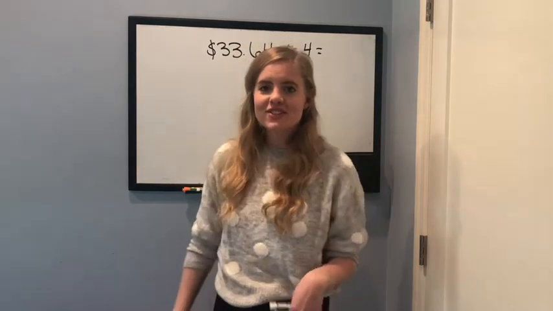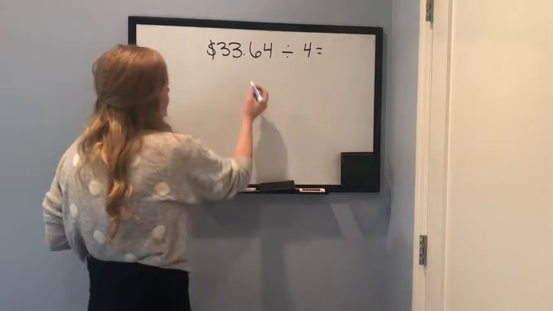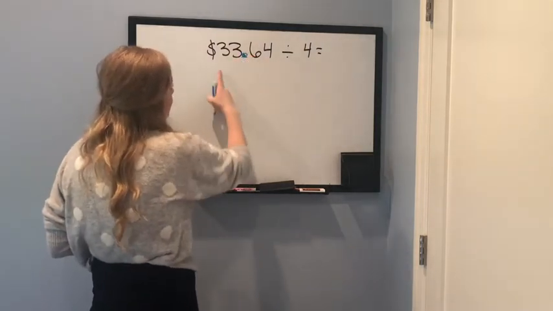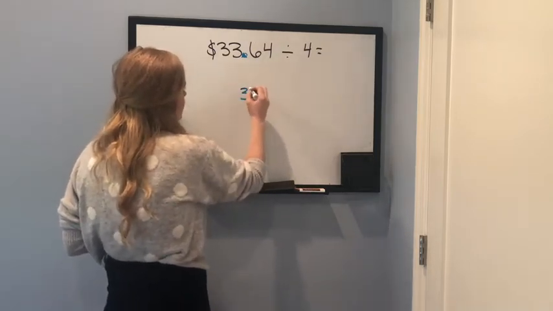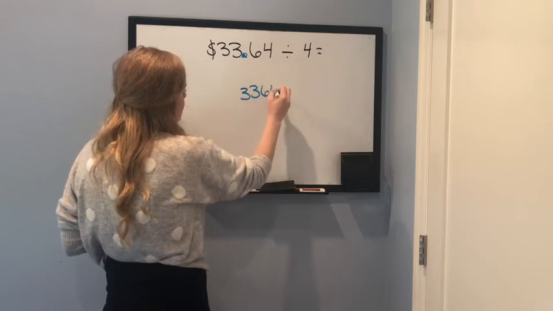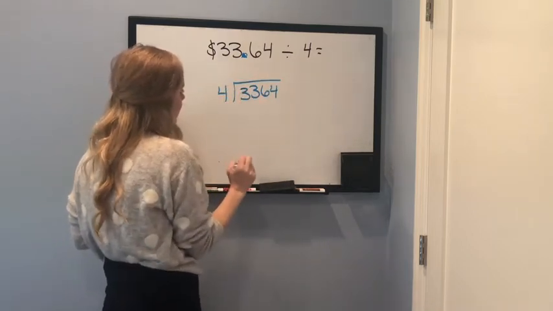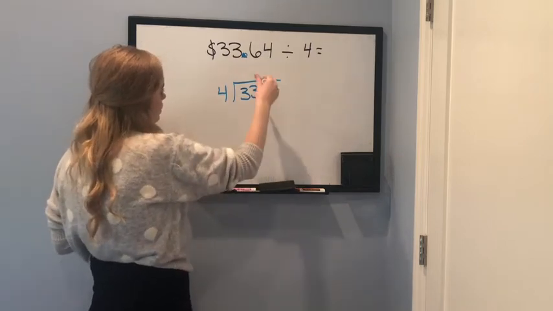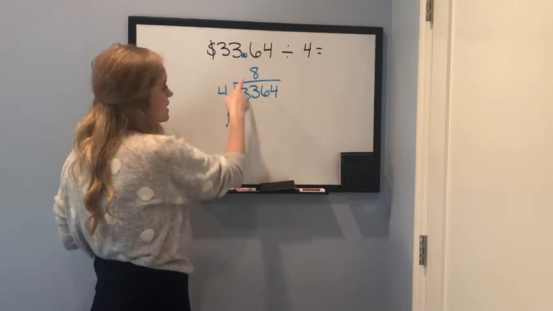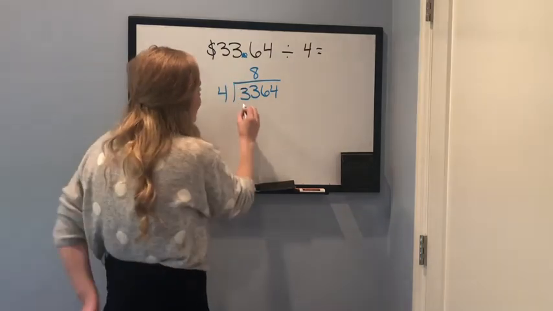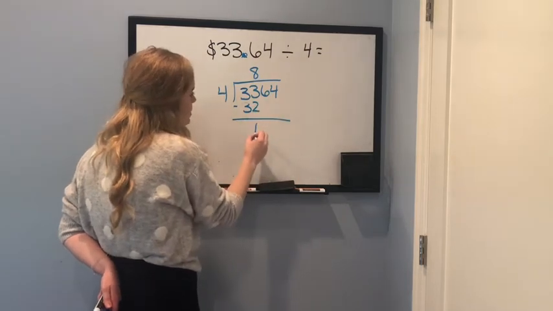Welcome back, scholars. Let's solve this problem together. So first things first, we always take out that decimal. So $33.64 becomes 3,364. We divide it by 4. Okay. 4 goes into 33 8 times. 4 times 8 is 32. 33 minus 32 is 1.